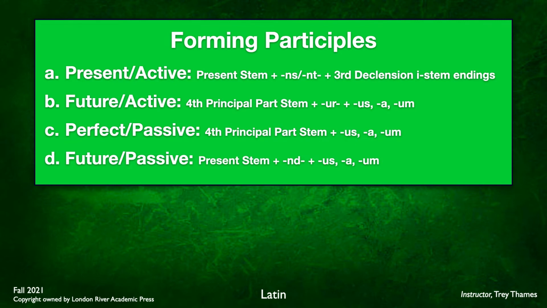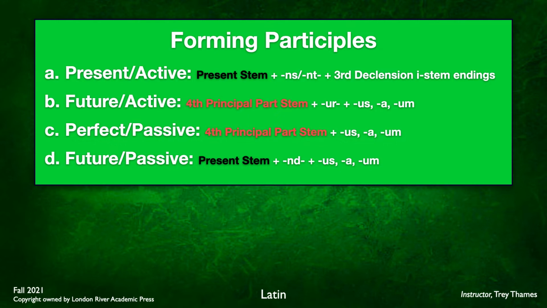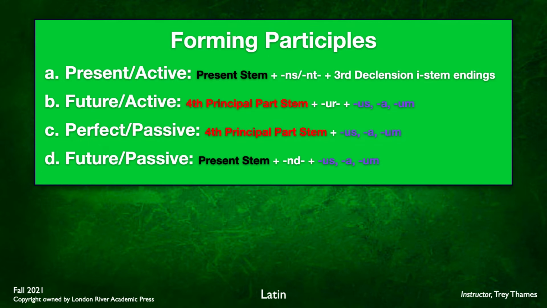And then finally, we have the future passive participle, which is the present stem plus nd plus, again, the first and second declension adjective endings us, a, um. I want to show you some similarities here. Notice both the present active and the future passive use the present stem, while the future active and perfect passive use the fourth principal part stem. Notice that three of them use the first and second declension adjective endings us, a, um, and only one, the present active, makes use of the third declension i-stem endings. And of course, you'll want to learn the connecting vowels for each of these.